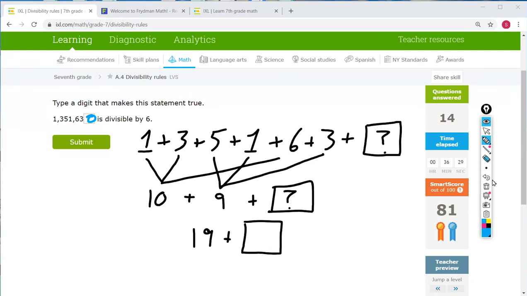What if I were to put a 2 in this question mark box? Well, then I would get 19 plus 2, which is 21. And 3 does go into 21. So it looks like 2 is my answer here. Let's just remember why that works.